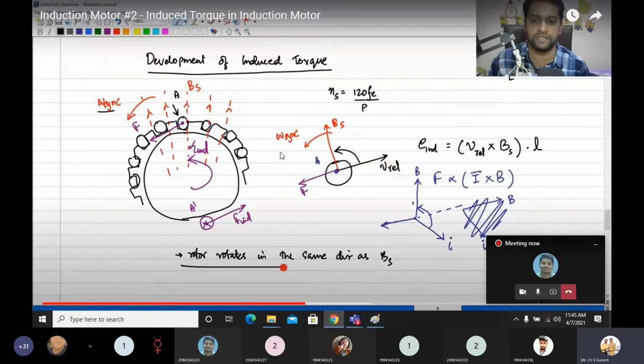So this depends upon the stator magnetic field. If the stator magnetic field rotates in the clockwise direction, automatically your rotor also rotates in the clockwise direction. But here we are assuming the stator field is in the counterclockwise direction, that's why your rotor also rotates counterclockwise. Okay, your rotor rotates in the same direction as your stator field. This point is very important.